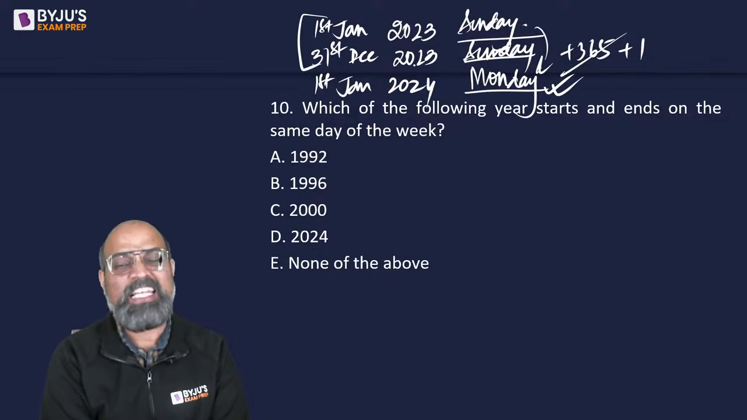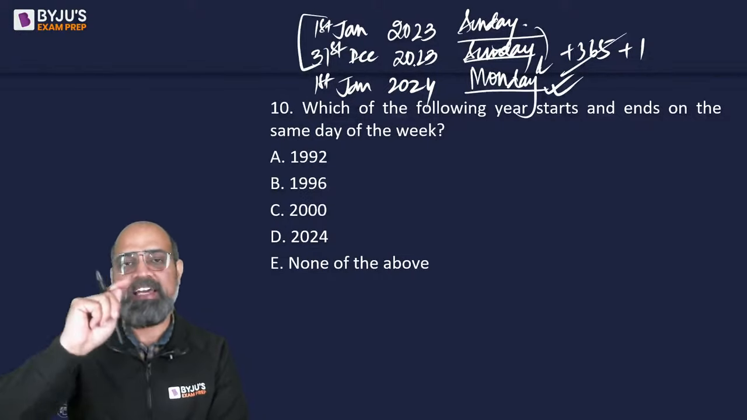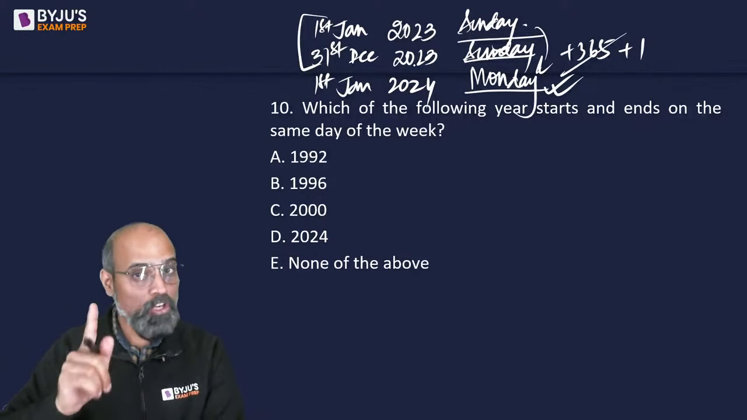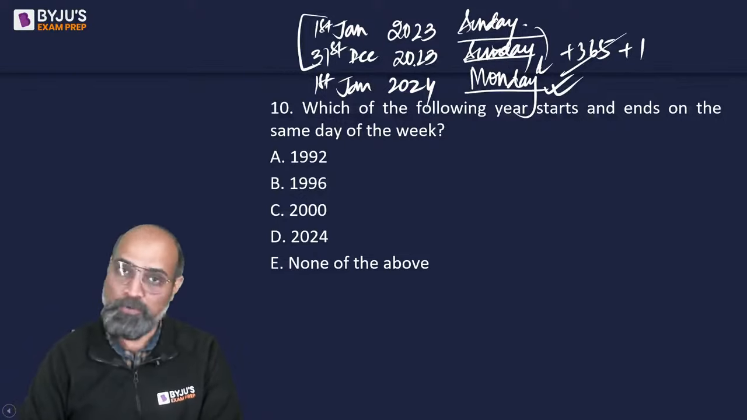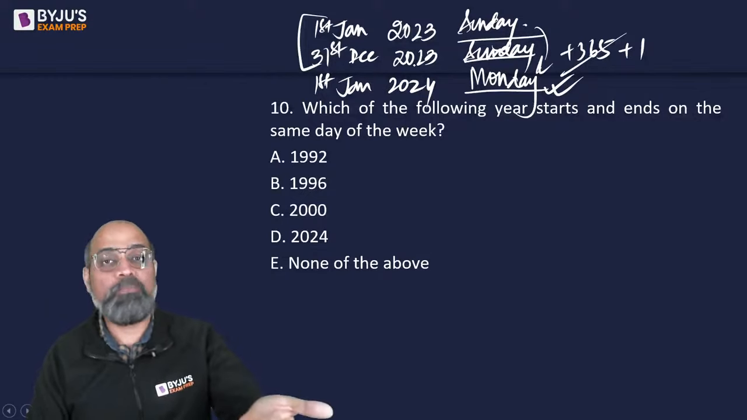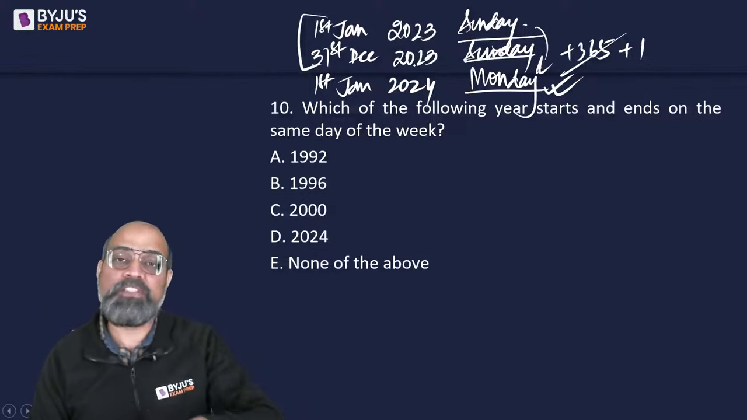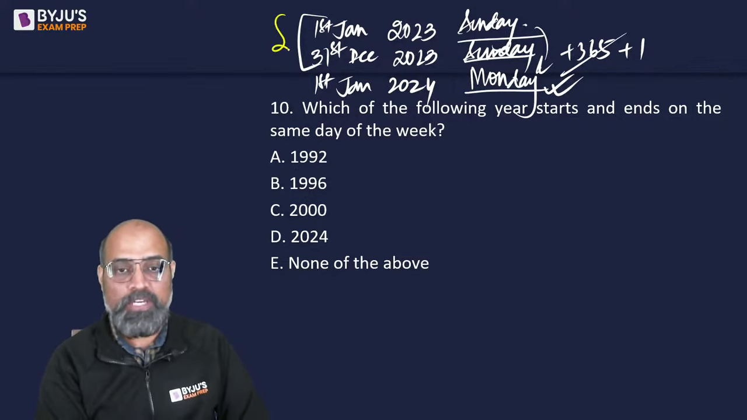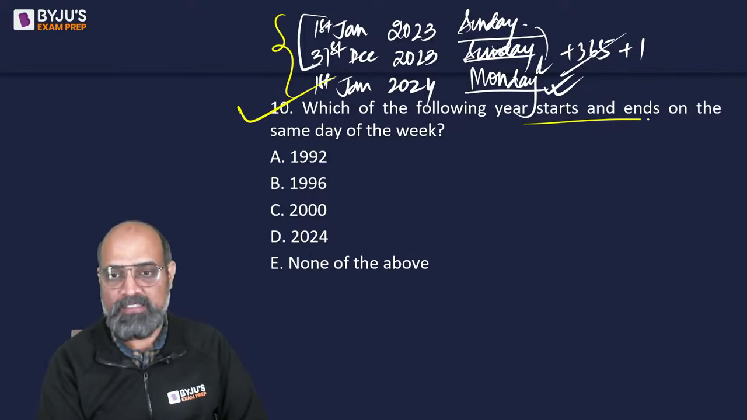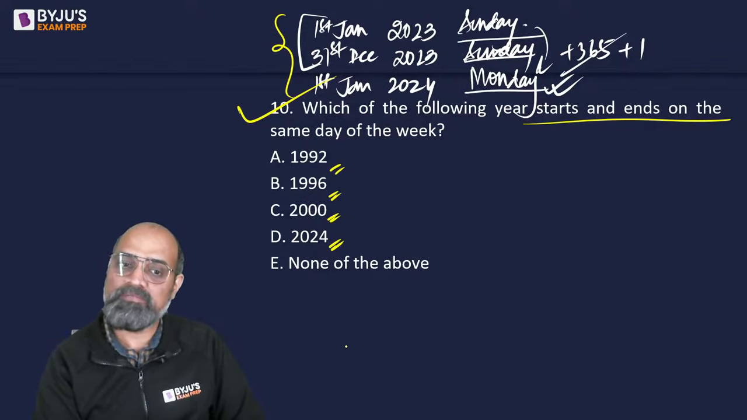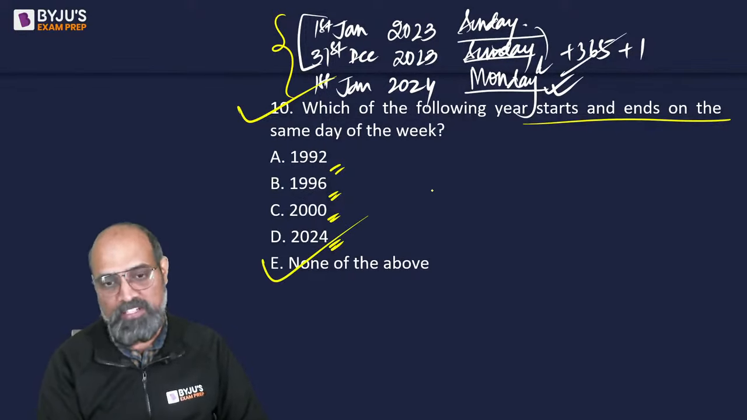So in non-leap years, 1st Jan and 31st December are always going to fall on the same day of the week. Non-leap year. But if it's a leap year, it won't. Because ab ek day extra hai. So that Monday will also be a part of the same year and Tuesday becomes the 1st Jan of the next year. So the year has to be a non-leap year in order for it to showcase this condition, right? Starts and ends on the same day. Since all the years given are leap years, koi bhi answer nahi hai. So the answer is going to be none of the above.